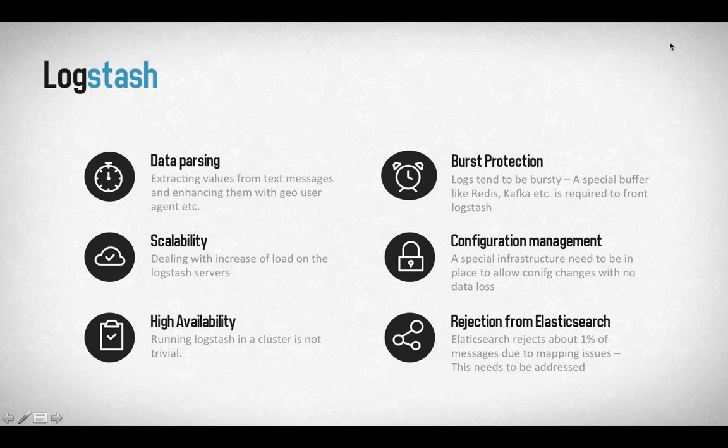And the last thing, which is also something that a lot of people disregard, is rejections from Elasticsearch. Even though Elasticsearch is a schemaless database, if Logstash pushes a value where one time the same field is an integer and the second time the field is a string, the second insert will get rejected. The reason is that Elasticsearch by default sets the type by the first time it encounters the field, unless you specify it explicitly.